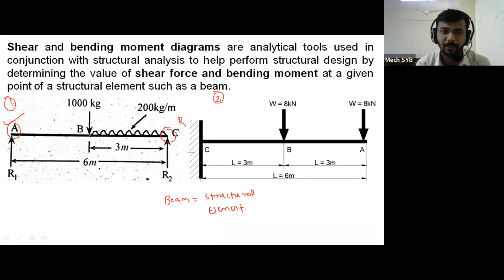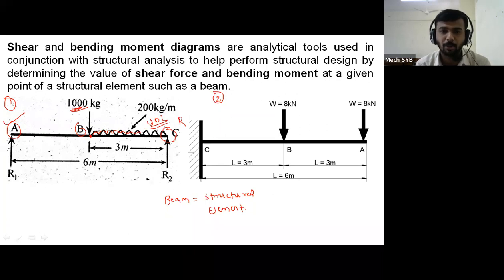Okay, and that beam is subjected to two loads. At the point B, you can see at the center point, this 1000 kg load is applied. Also here, from point B to C, one load is applied, that is called the UDL, the uniformly distributed load. So what is the definition of uniformly distributed load? That also we will discuss whenever we start with that particular definition.